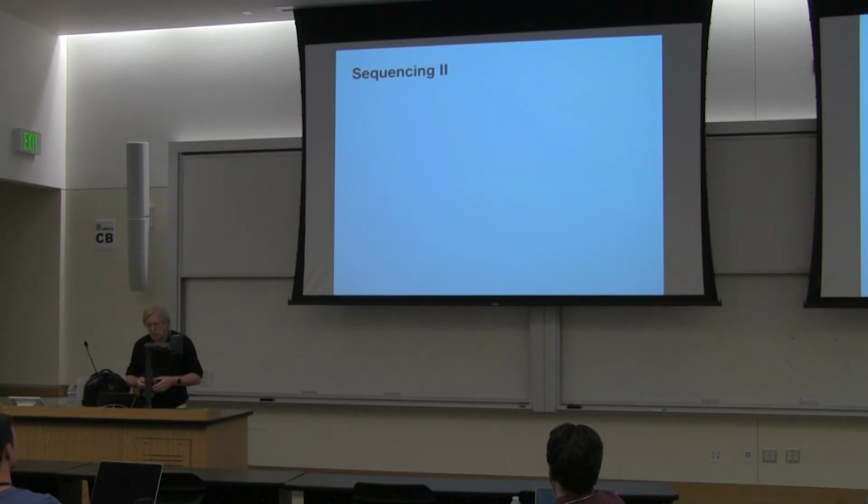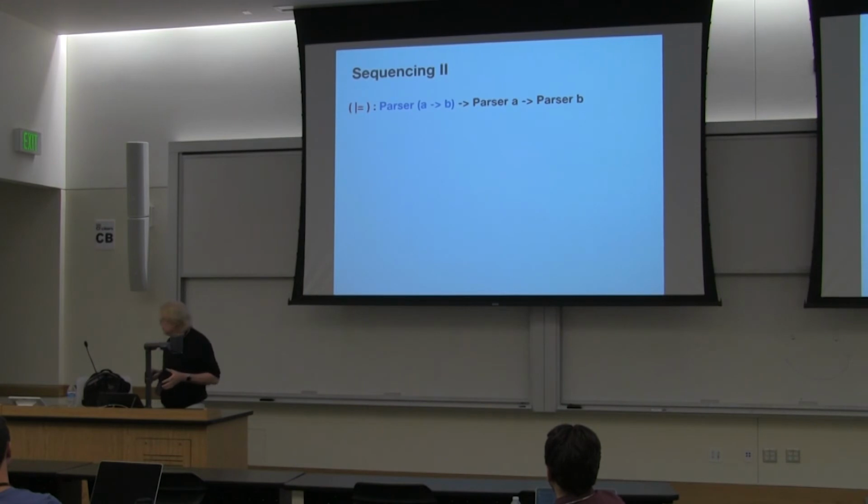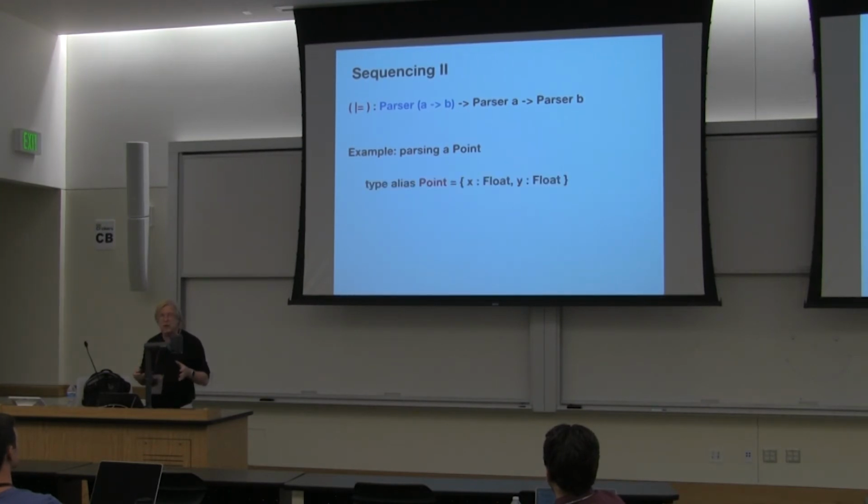The second sequencing parser is pipe equals. It also takes 2 parsers as arguments. The first one is a bit hard to get your head around. It's a parser for a function of type A to B. So I'll try to explain this by means of an example. The example is we're going to parse a point. Now I'm going to represent points in Elm by a record with 2 fields, X and Y, both of which are floats. And whenever you define a record in Elm, you get for free a constructor function. So Point is also a constructor that will take 2 floats as arguments and produce a value of that type.